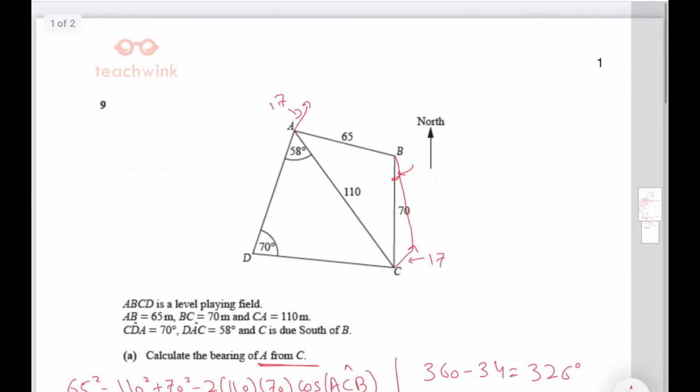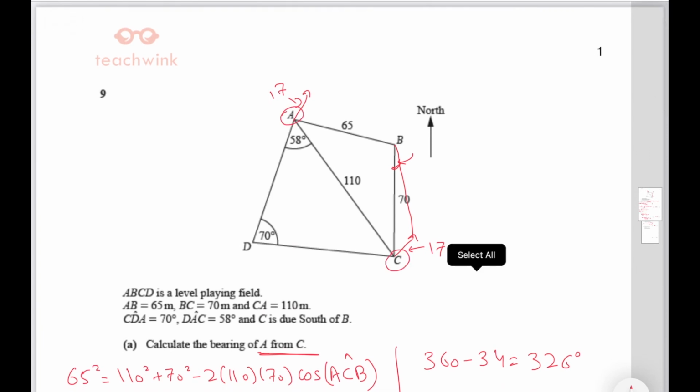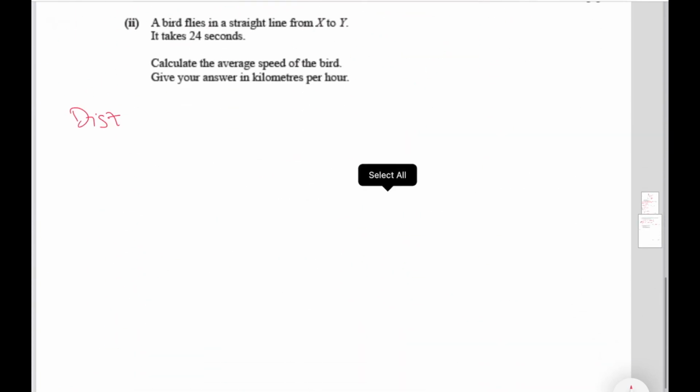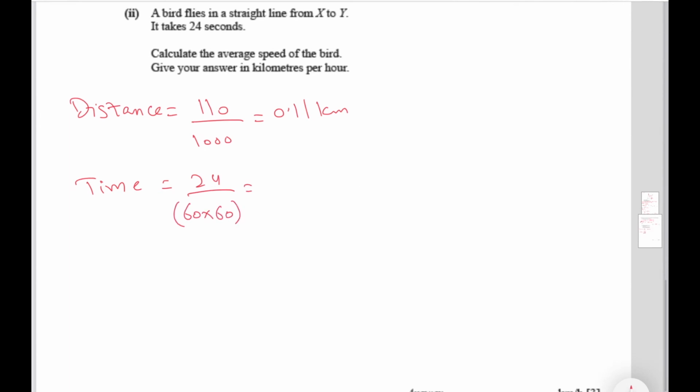So from X to Y, when it flies from A all the way to C, it covers a distance of 110 meters. So let's convert the distance into kilometers first. So the distance is 110. We divide this by 1000 and we get 0.11 kilometers. Now the time that it takes is 24 seconds. If we divide that by 60 times 60, it would give us the number of hours it would take. So you do 24 divided by 60 times 60, and we get 1 over 150 hours. That's an unusual fraction, but this is the number of hours it takes.